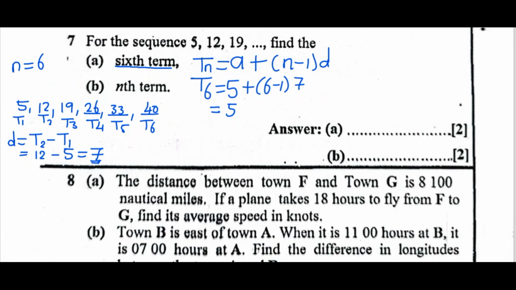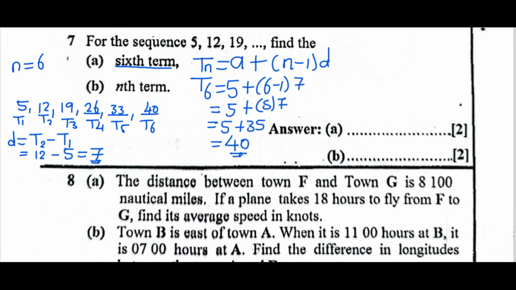So a is our first term, 5, plus 6 minus 1 multiplied by 7. So we have 5 plus here. We know that 6 minus 1 is 5, times 7. So 5 times 7 will give us 35. If we add these two numbers, we are still getting the same number, 40.